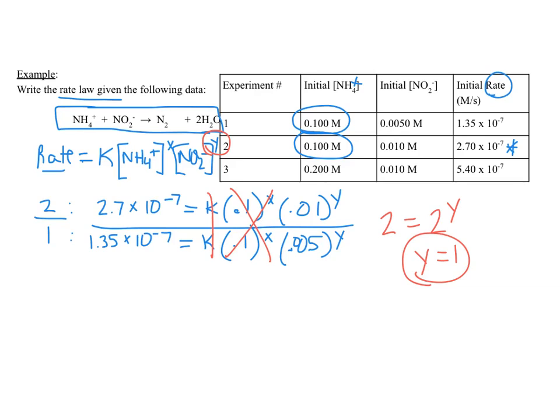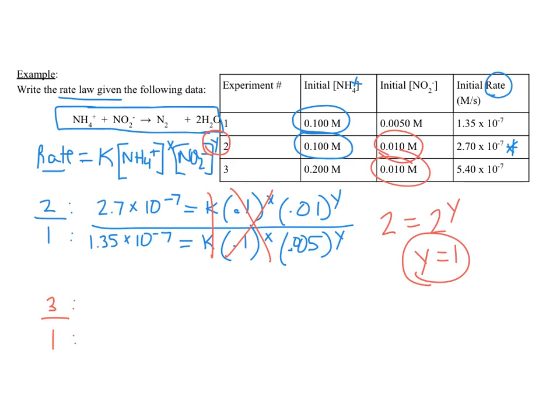Okay, now I know y is equal to 1. Now I need to do the same thing to figure out x. I can pick any two experiments this time because since I already know y, it doesn't matter which two experiments I use. I can use one where the y's cancel, but if they don't cancel, no big deal because I can just plug in y for that number. So I'm going to pick 3 and 1.